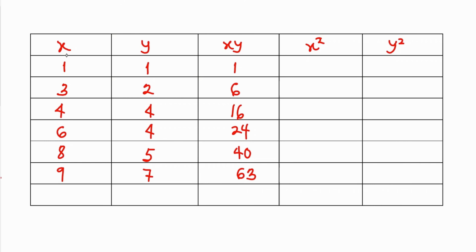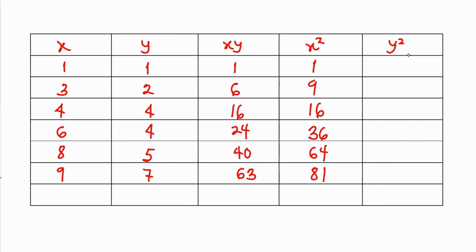The next is x squared. So we are going to square the values of x. 1 squared gives us 1, 3 squared gives us 9, 4 squared gives us 16, 6 squared gives us 36, 8 squared gives us 64, and then 9 squared gives us 81.